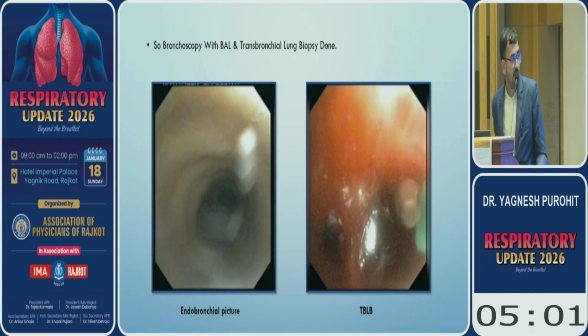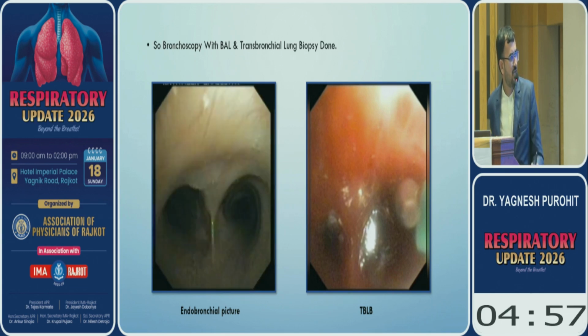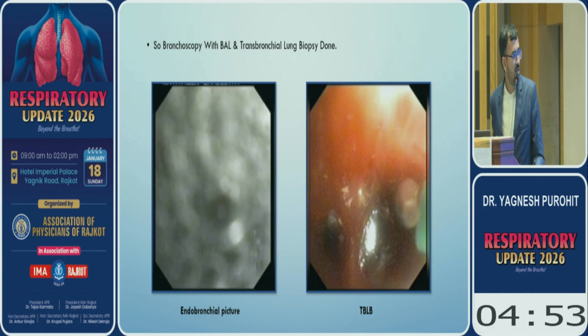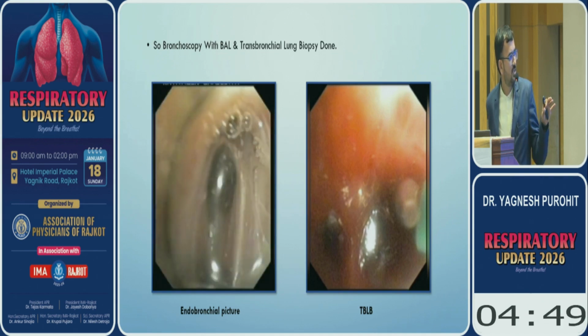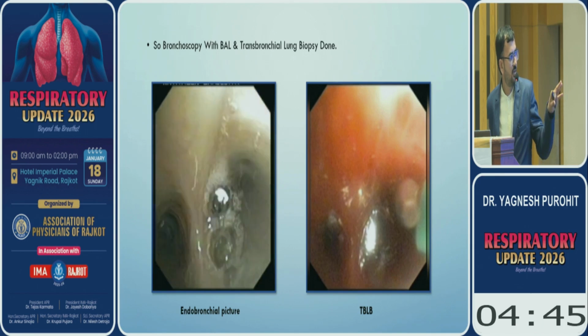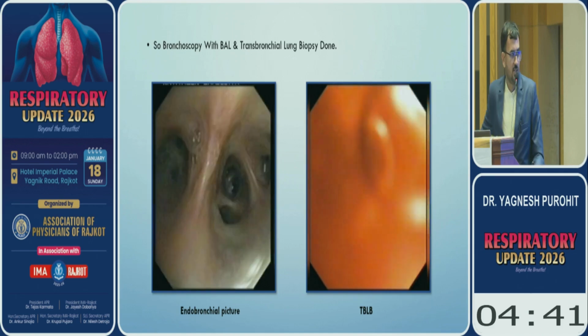This is the trachea. Apparently there were no endobronchial lesions. There was a bit of higher watery secretions. The lesion was in the right lower lobe, but there was no endobronchial lesion except for this raised secretion. And then we have taken these transbronchial lung biopsies.